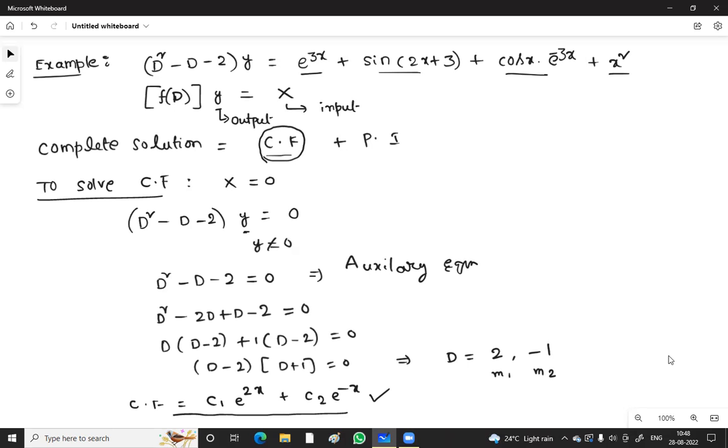Now coming to particular integral, there are four cases here we need to solve. The four cases are: if you give input as e power 3x, if you give input as sine 2x plus 3, if you give input as cos x into e power minus 3x, and if you give input as x square. Now we will see one by one, but finally you can write all functions together.